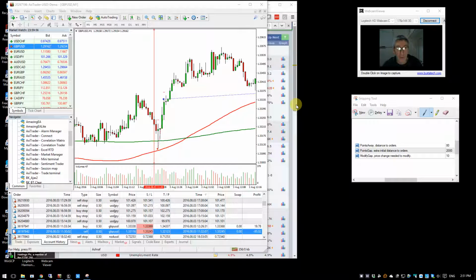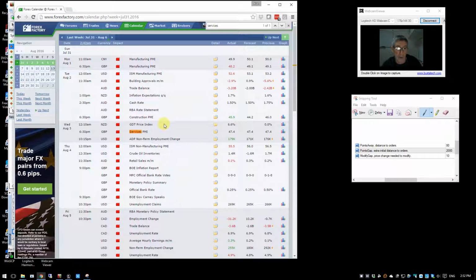But the thing is, a lot of people set their PointsAway levels too low, and a few years ago it used to be possible to set your PointsAway as low as 50, but I don't think you can do that anymore. It's also possible that maybe with a fixed spread broker you might be able to set PointsAway a bit lower. So what I wanted to do was show you an example trade for the GBP services PMI, and this goes to show what happens if you set your PointsAway too low.